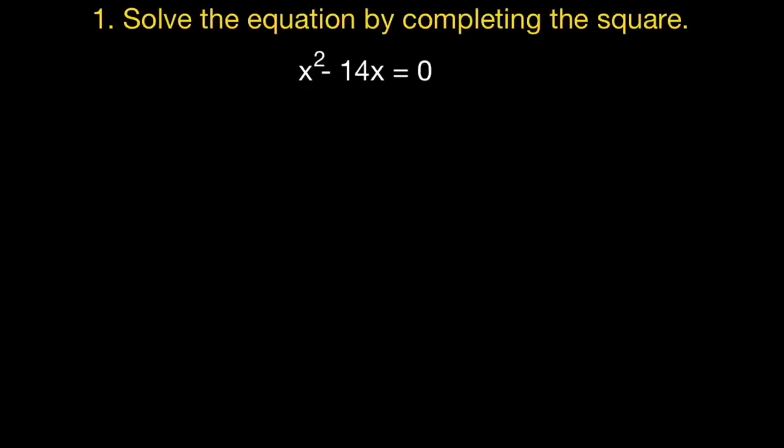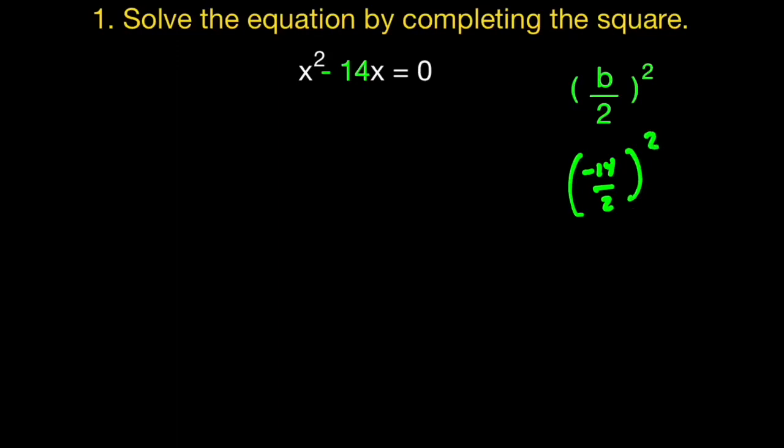Example 1, solve the equation by completing the square. In order to identify the value that's needed to create a perfect square trinomial, I will use this recipe: getting the b term, dividing it by 2, and then squaring it. Keep in mind that the b term is the coefficient of x. In this example, that's going to be the negative 14. So I'm going to get negative 14 divided by 2, and then I'm going to square that.